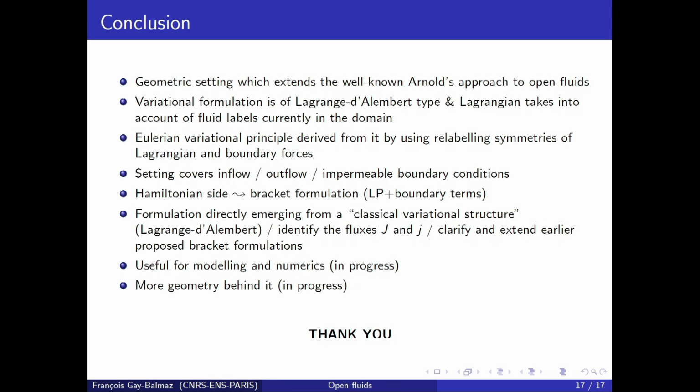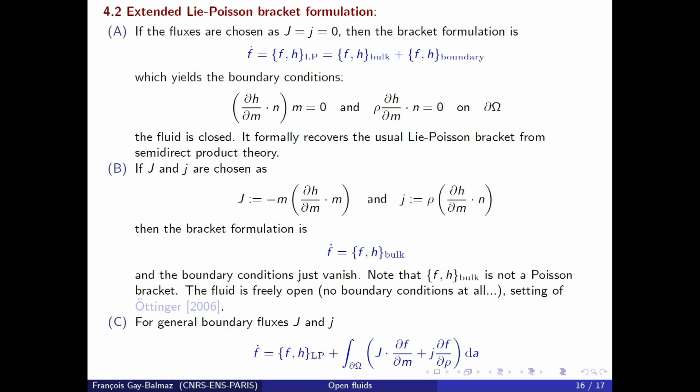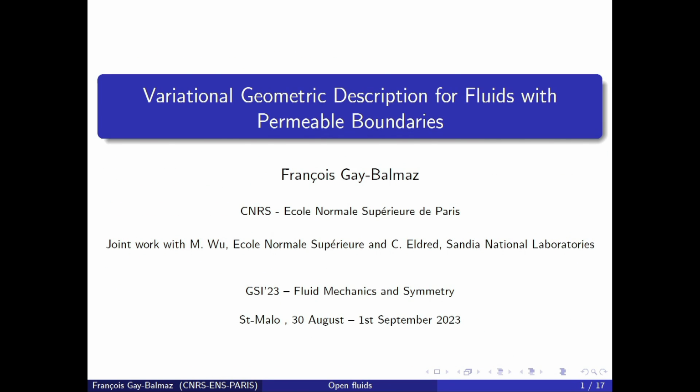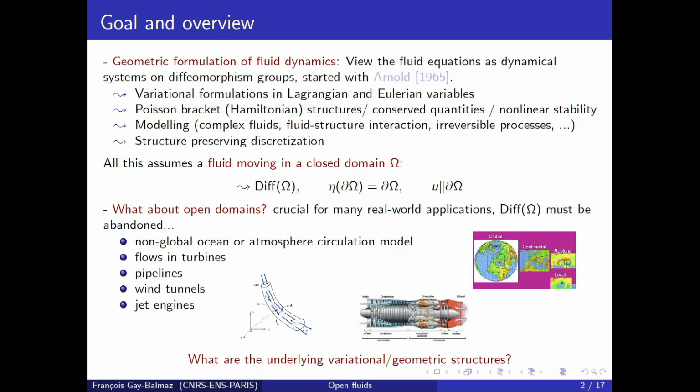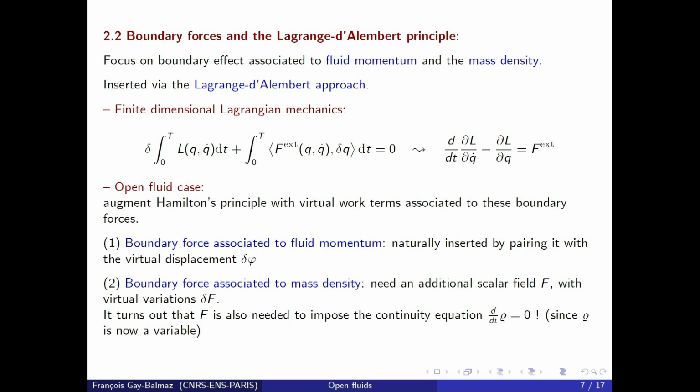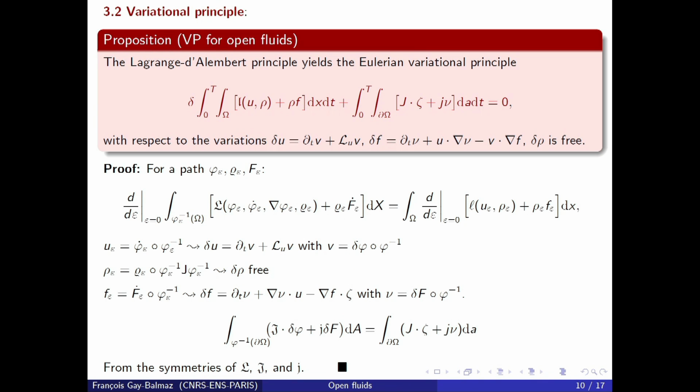Your question is, can we mimic this in the discrete case? The reduction process? Yeah, we can do this. You have seen a bit of this in the first talk, by replacing the diffeomorphism group on which the fluid evolves by some finite dimensional Lie group analog, and by implementing this variational principle in the same way, but in a finite dimensional setting, and you will get the variational discretization of the open fluid system. Yeah. Is this your question?